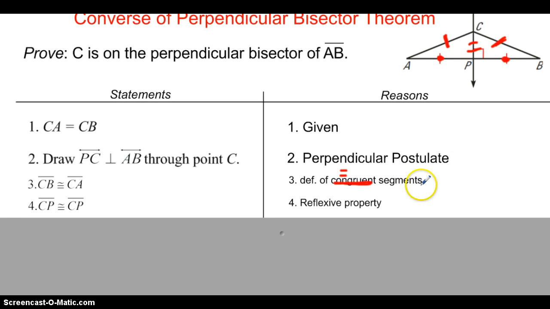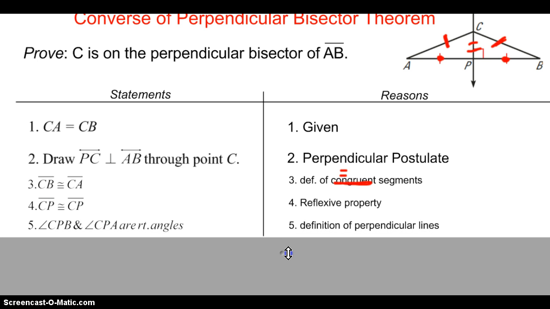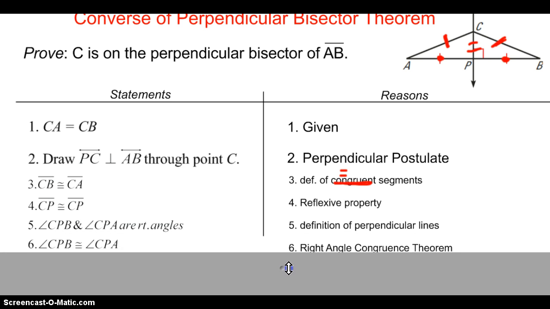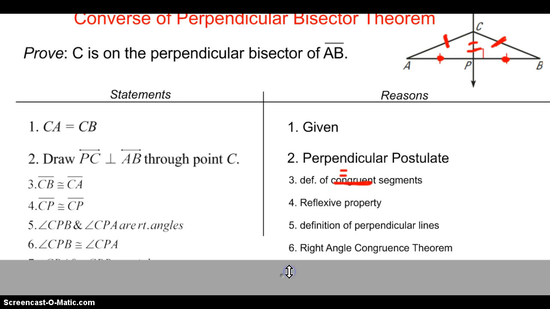And we also know that we have a perpendicular line. So the definition of perpendicular lines, we know that we've got two right angles there. And using the right angle congruence theorem, those right angles are congruent to each other. Now, what is this a setup for? If I have a right angle, that means I've got a right triangle. I have the hypotenuse, which is located opposite the right angle on each side. Those hypotenuses are congruent. And we have another side of the right triangle congruent.